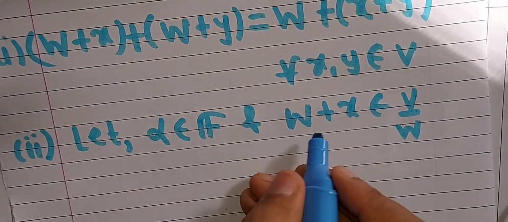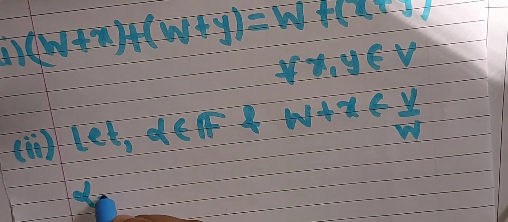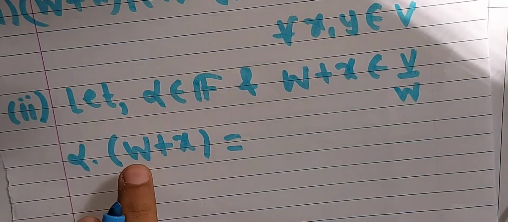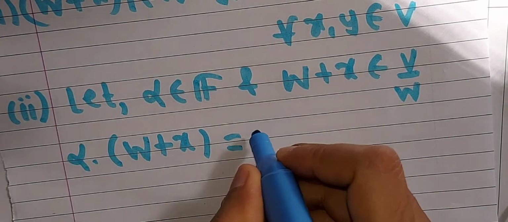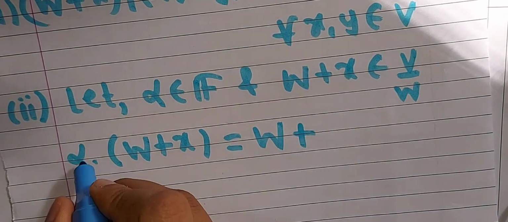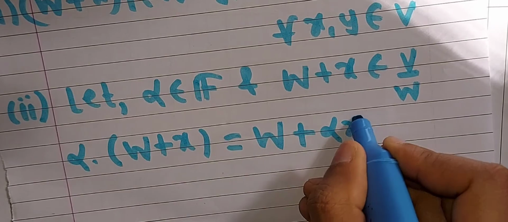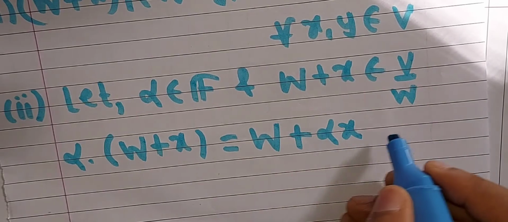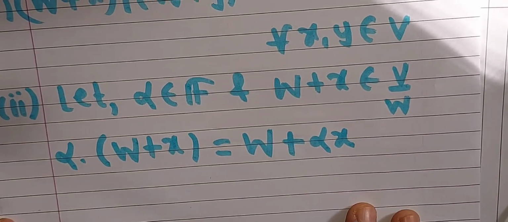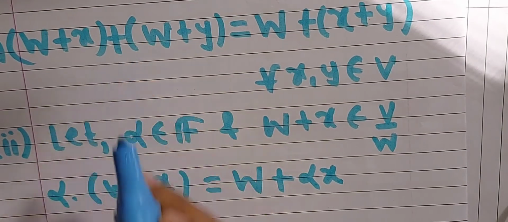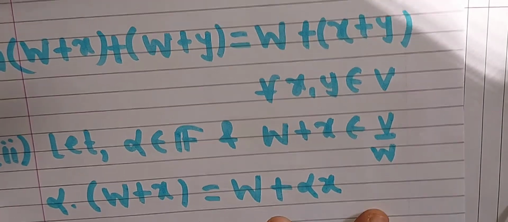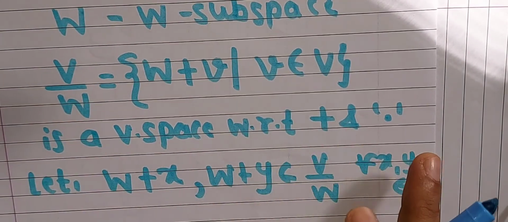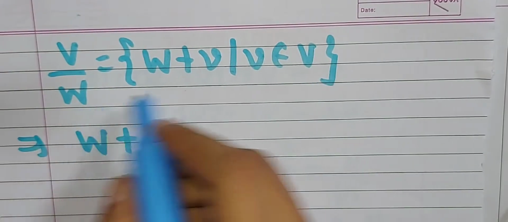Now consider the multiplication: alpha dot, the scalar multiplication, into W plus X. That implies a scalar times a subspace is again a subspace, plus the second element, alpha into X, which gives alpha X, where alpha belongs to the field and X belongs to V, so alpha dot X also belongs to V. Hence we have obtained the first condition for addition and the second condition for scalar multiplication. Hence we can say V by W is a vector space with respect to addition and scalar multiplication. So this is the definition of a quotient space.